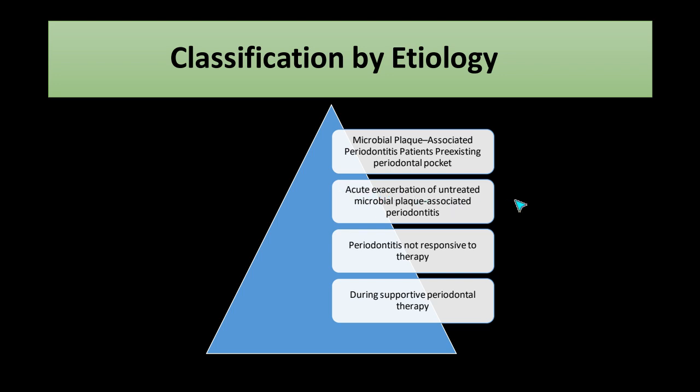then there could be the acute exacerbation of untreated plaque-associated periodontitis. The third etiological factor for the development of periodontal abscesses would be periodontitis non-responsive to therapy. What do we mean by that? We identify that the patient has a periodontal pocket. We go ahead to treat it. We do non-surgical periodontal therapy. We give oral hygiene instructions to the patient. We put the patient on a maintenance phase of 4 to 6 weeks.